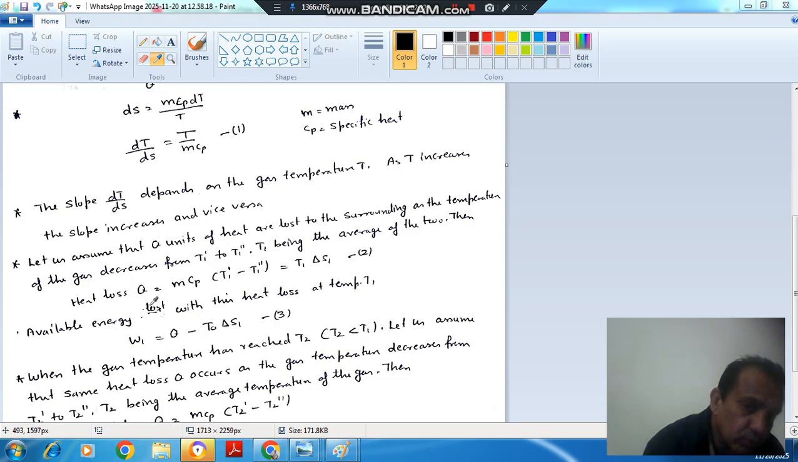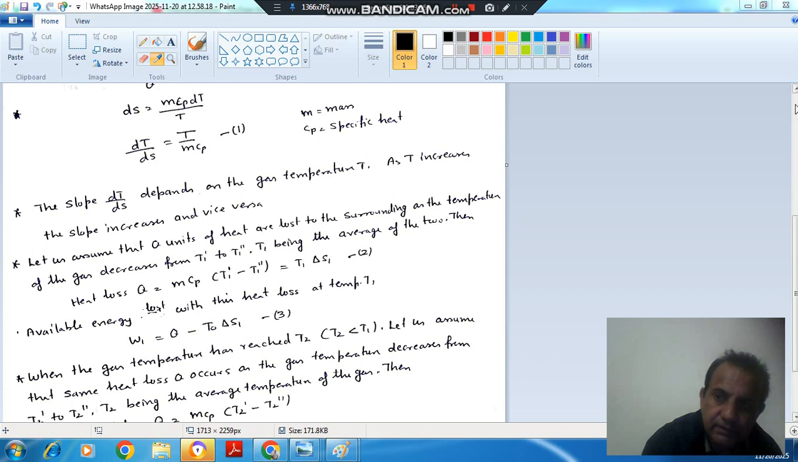If this heat had not been lost, then we could obtain some work from that heat. The maximum work that we can obtain from this heat is the available energy. So some available energy is lost with this heat. That available energy lost, say W1, is equal to Q minus T0 into delta S1, that we have studied, taking the same entropy change and the atmospheric temperature T0.